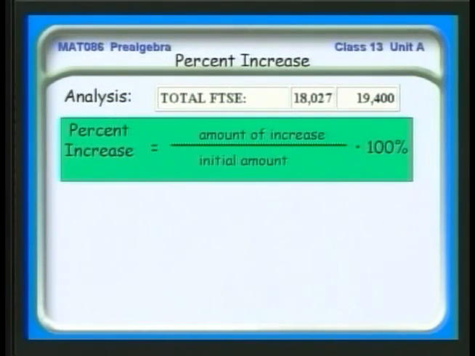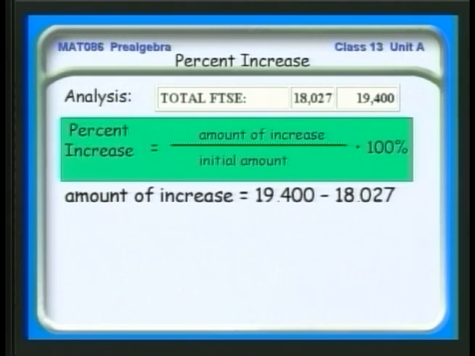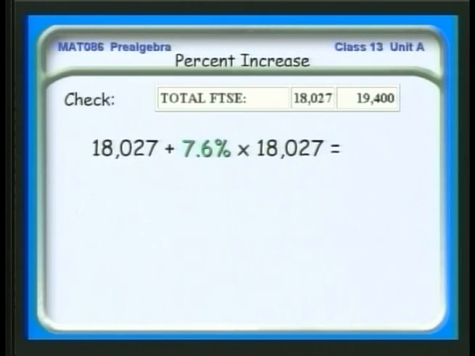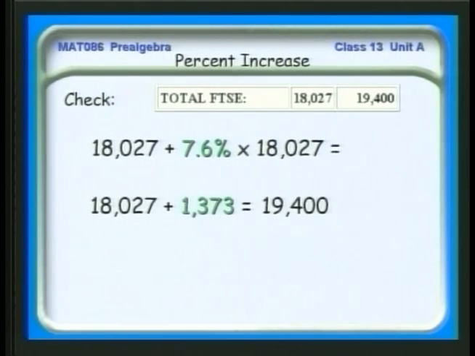Let's work on this. The percent increase is the amount of increase divided by the initial amount. The amount of increase, we get from the new amount minus the original amount. Plugging that in, we find that's equivalent to 0.076, or 7.6% increase. So we're budgeting for a 7.6% increase. Let's check it. What is 18,000 plus 7.6% of that? If we work that out, we find, in fact, it's 19,400, and we've done this correctly.